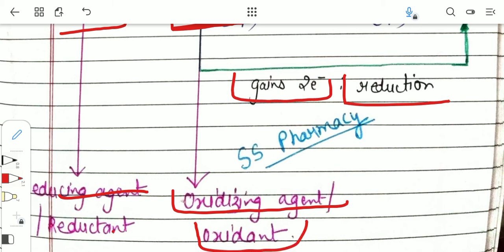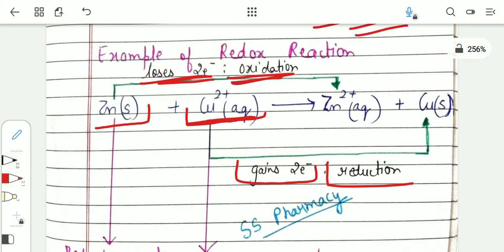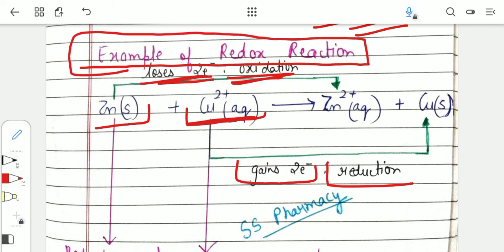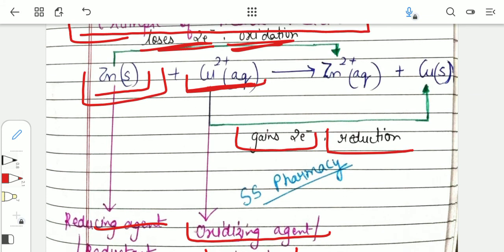I hope from this equation it is clear what exactly is happening in a redox reaction: the substances which undergo oxidation are called reducing agents and those which undergo reduction are called oxidizing agents.